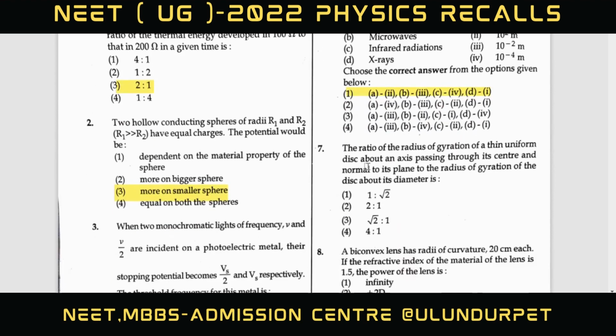Seventh question: the ratio of the radius of gyration of a thin uniform disk about an axis passing through its center and normal to its plane to the radius of gyration of the disk about its diameter is. The answer is option 3.